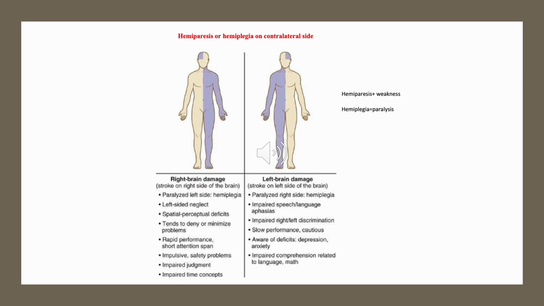If they have right brain damage, that means their stroke is on the right side of the brain, and they are going to have things like left-sided neglect. They'll be paralyzed on the left side or have weakness or hemiplegia, so that's paralyzed. They tend to deny or minimize problems. They may not recognize family members. They get very impulsive and do crazy things. They also do not have a sense of proprioception, so they are at high risk for falls.